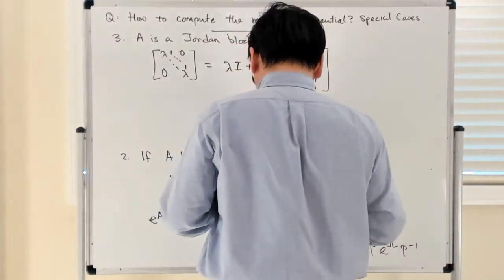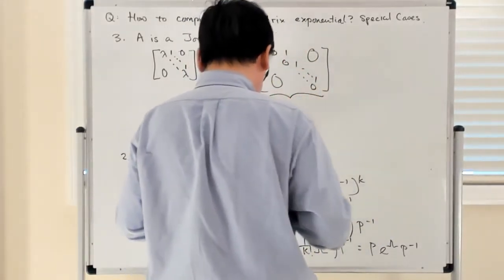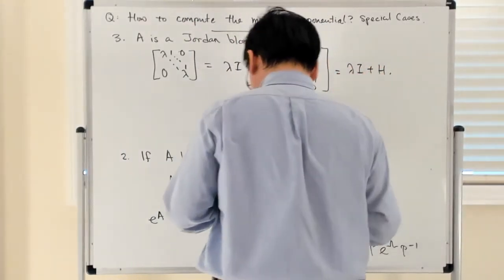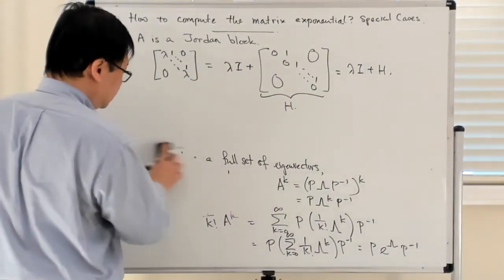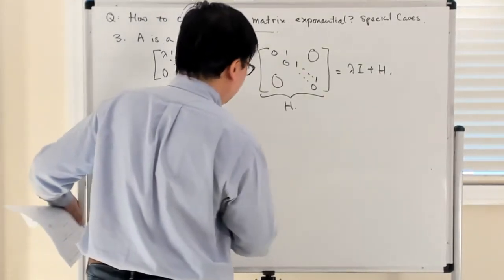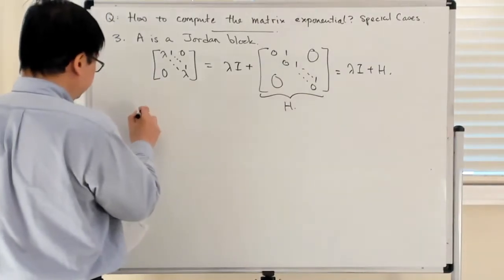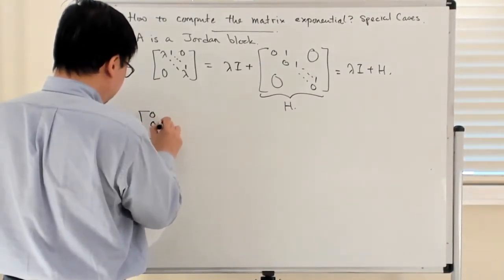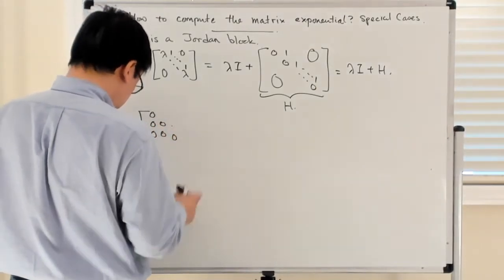Okay, and then this is what I call H. So this is going to be lambda I plus H. Let me just look at a special case where H is a 3 by 3 matrix, but the conclusion sort of extends more generally. So let's say H is just this 3 by 3 matrix.